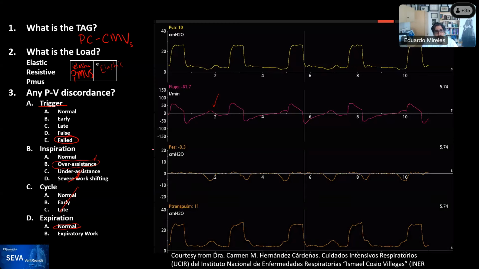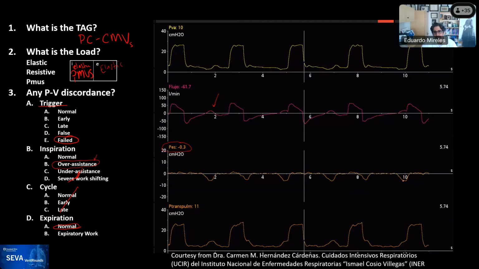I am showing you now the PMOS for our dear patient in question. So what you have here is the esophageal pressure of the patient, and every time the patient does effort, you're going to see a negative deflection in the esophageal pressure. And if the patient is doing active expiration, you would see the pressure go above or elevate. In this case, it's calibrated at 0, and you can see that it goes down, and then it goes down, and then it goes down.